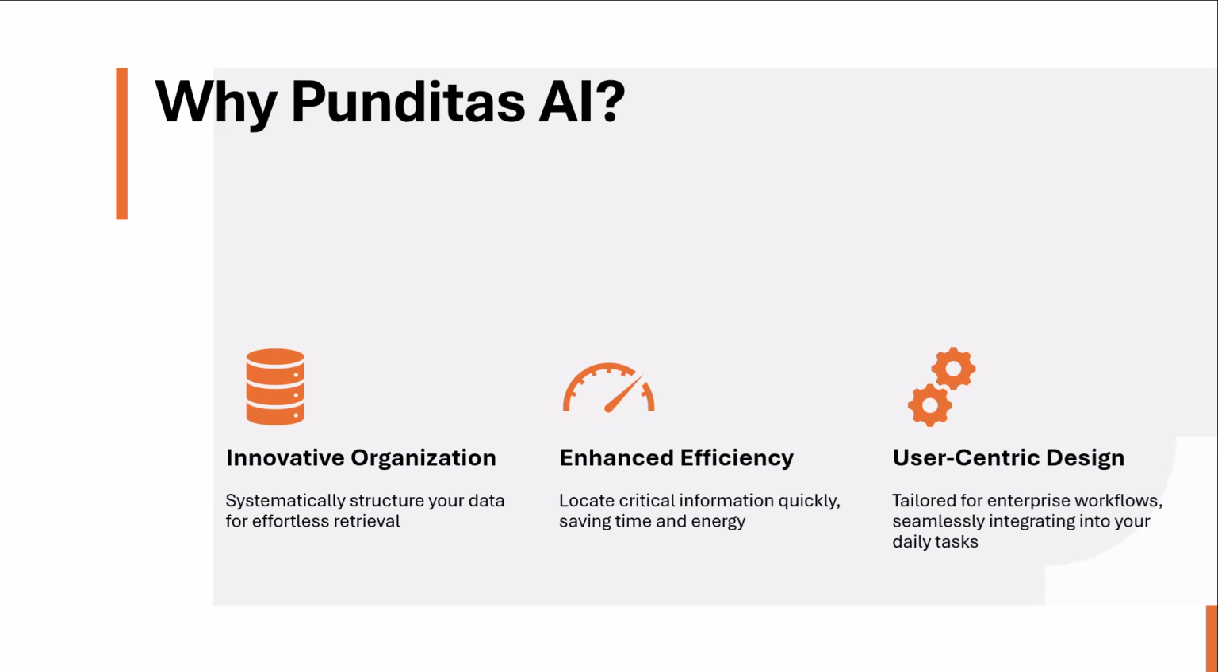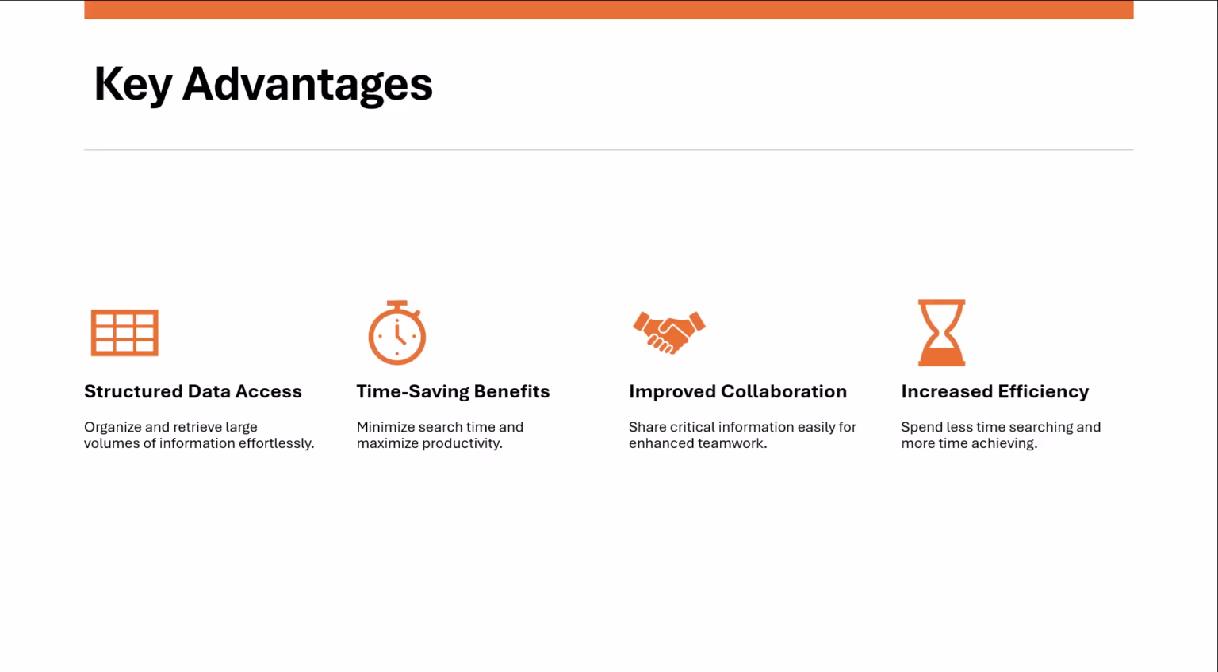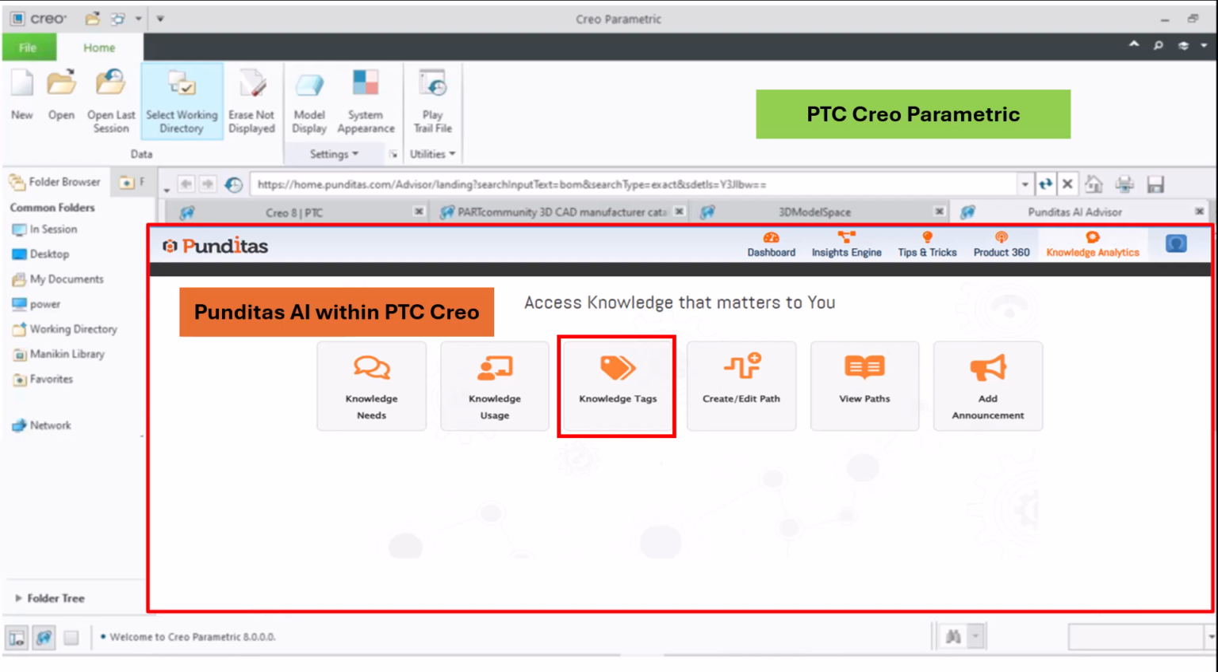Designed with a user-centric approach, it seamlessly integrates into your enterprise workflows, ensuring a smooth and productive experience tailored to your unique needs. Knowledge tags offer structured data access, saving time and boosting productivity. They enhance collaboration and efficiency, helping you find information quickly and focus on achieving your goals. You can use Punditas AI's knowledge tags feature directly within PTC Creo Parametric.